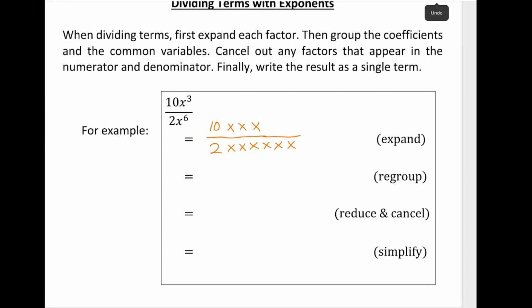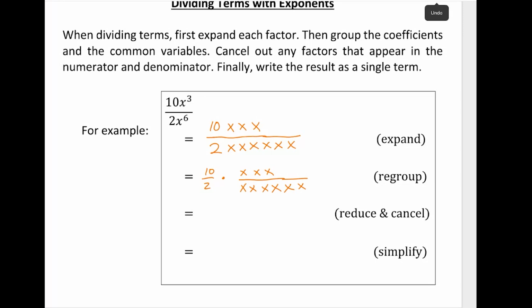As far as regrouping, there's not a lot to regroup here unless you have different variables, or if you had like 10x cubed times 2x cubed or whatever. But what I like to do is separate out the coefficients, so I can treat that as its own little fraction and simplify that separately. So I'm going to have 10 over 2 times x times x times x over, and then we've got 6 x's.